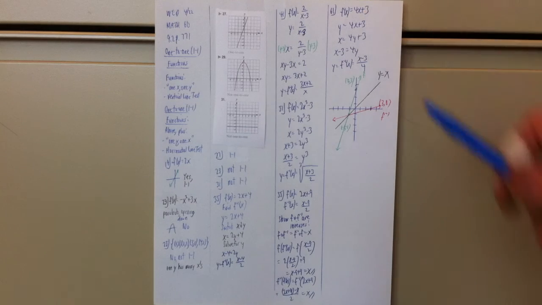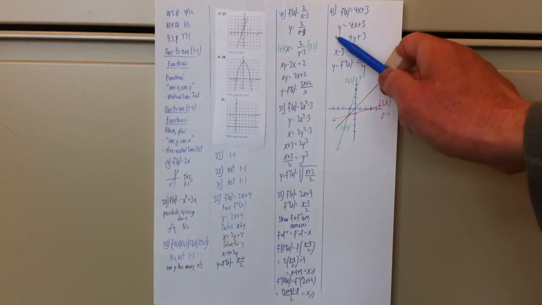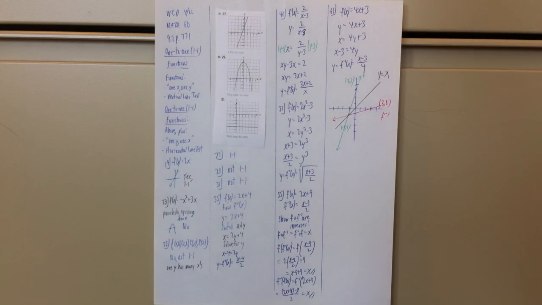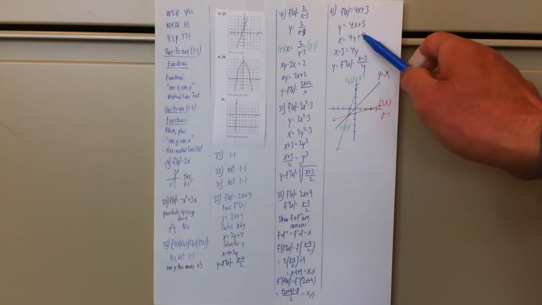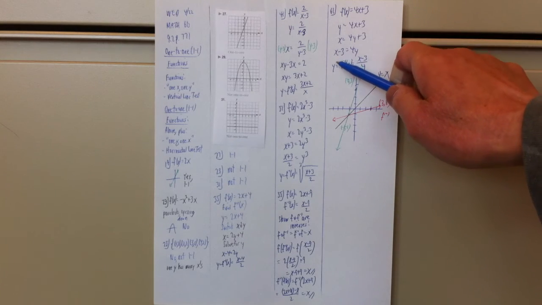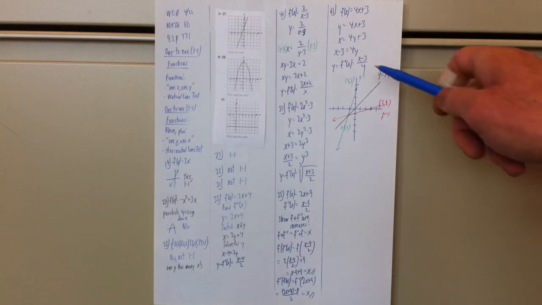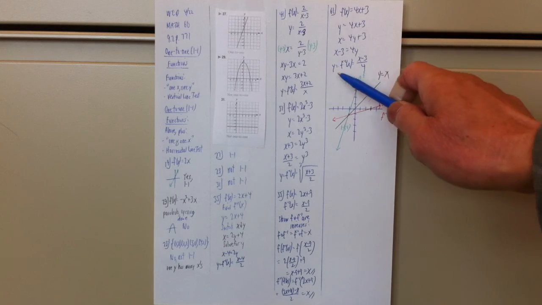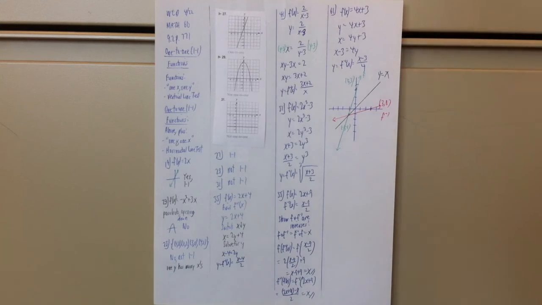So f of x equals 4x plus 3. So put y equals 4x plus 3. Switch around x and y. x equals 4y plus 3. Solve for y, subtract 3. x minus 3 equals 4y. Divide by 4, except put y on the left. So y equals f inverse of x equals x minus 3 over 4. And they want you to graph them on the same graph.